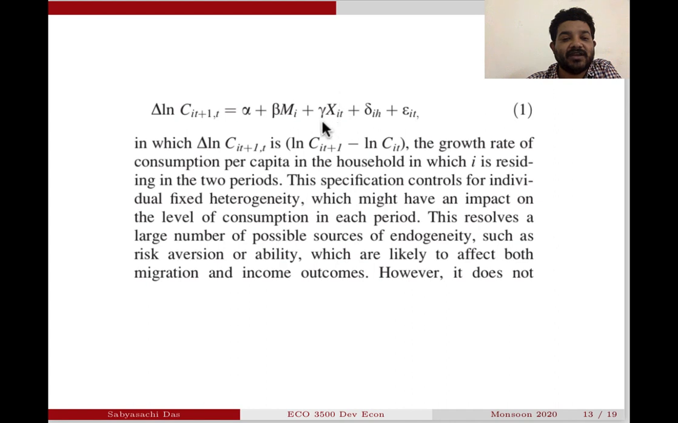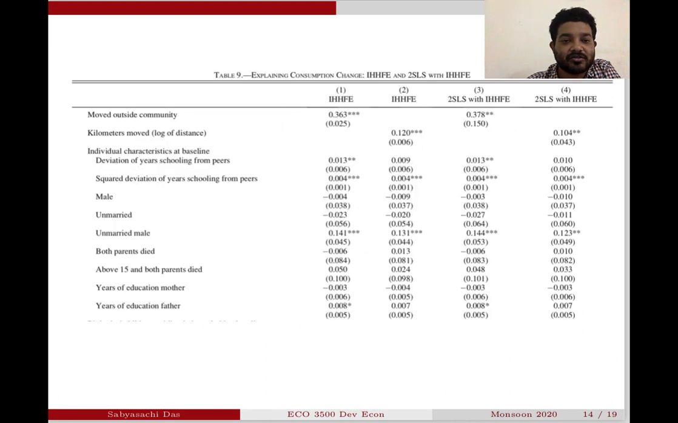And they're going to put a lot of various controls here as well, individual level controls, and see whether, even in spite of that, migration matters or not. And this is the regression. It is showing that even after controlling for a whole host of factors and individual original household fixed effect, you see that whether you move out of the community has a substantial effect on the consumption.